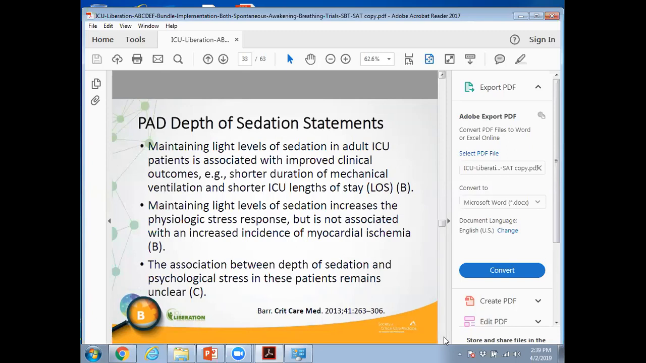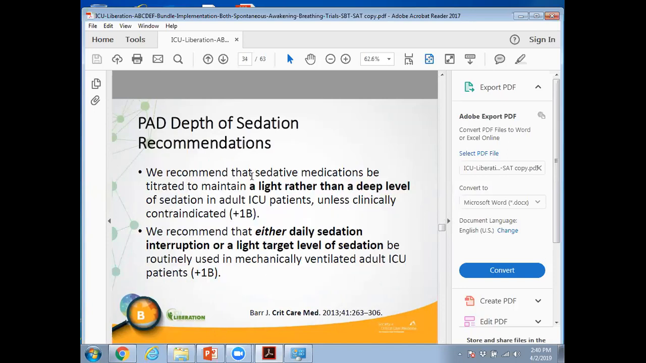So this is the guideline. The PAD is the pain, agitation, and delirium guidelines. The guideline says we should maintain a light level of sedation in our ICU patients because it's associated with better clinical outcomes. Light sedation increases the physiologic stress response, but is not associated with increased incidence of myocardial ischemia. The association between depth of sedation and physiologic stress remains unclear. Generally, guidelines recommend light, not deep sedation, and recommend daily sedation interruption or a daily target level of sedation.